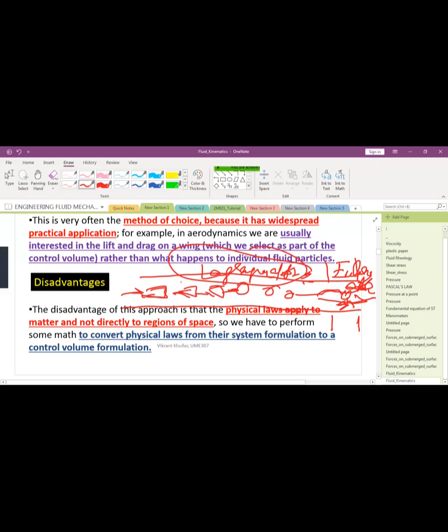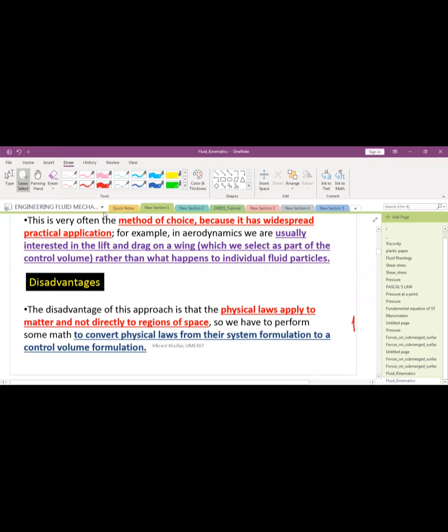So which is practical in this case? And what do you see in your daily life? Eulerian approach. Eulerian approach is practical. But for instance, I give another example where Lagrangian approach is practical. I gave this example the other day also.